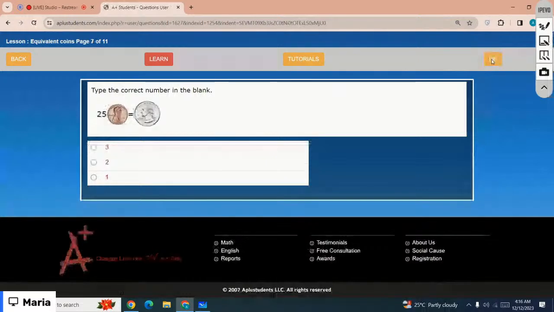Okay, the next one is type the correct number in the blank. You have 25 pennies, and the other coin is the quarter coin. So 25 pennies make how many quarters? 25 pennies make only 1 quarter because the quarter is worth 25 cents, right?